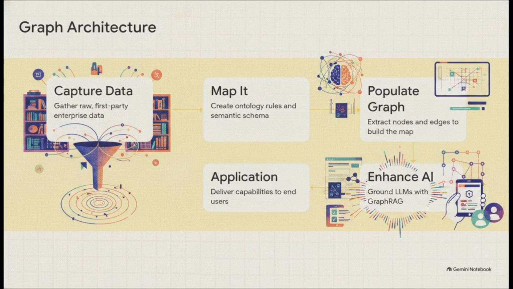Third, you populate the graph. You extract all those nouns and verbs from your data to physically build out the map. Fourth, you enhance the AI, allowing systems to use graph retrieval augmented generation, or GraphRAG, to explore this new map. And finally, application use, delivering this incredibly accurate AI to your end users safely and securely.